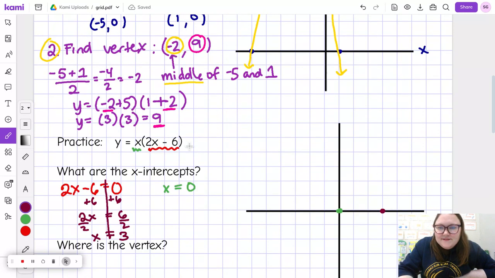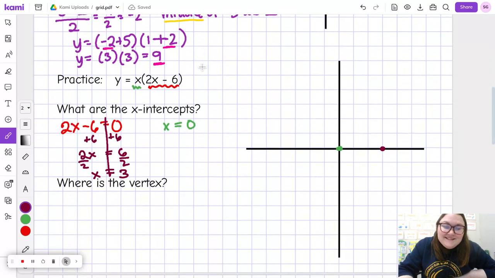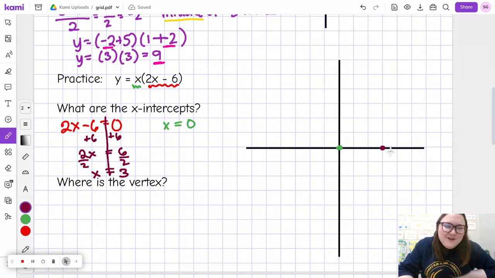That's our first part. So similar to what I did here in the blue, I'm just setting both parts equal to 0 to find those 2 x-intercepts. Now, just like up here, that's not enough information. If all I am looking at are those 2 points, I don't know what the graph looks like. So the other piece of information I need is the vertex.